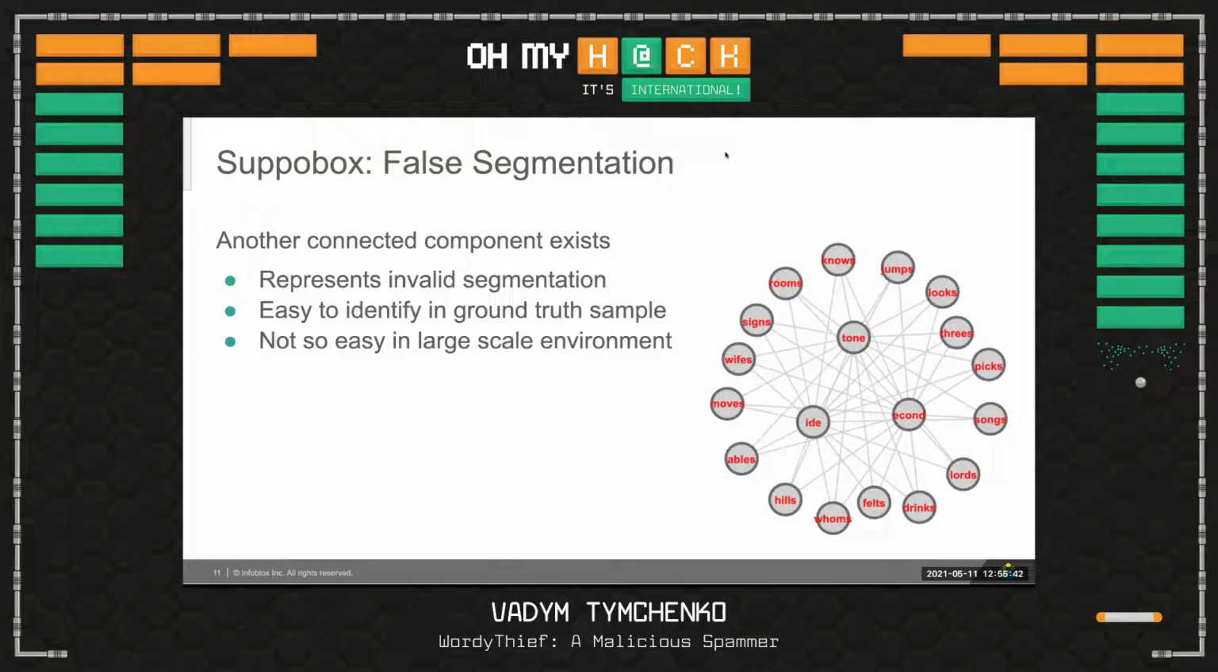And while it's very easy to identify it in our ground truth artificial sample, in a real world environment, these words might be connected to other domains not related to the DGA. So it becomes a pretty complex problem to identify this type of wrong segmentation and decide which segmentation is actually correct.